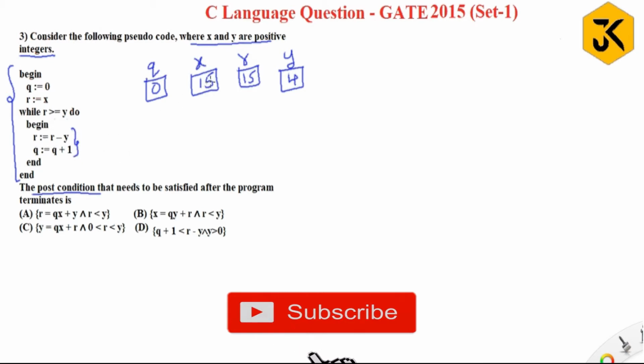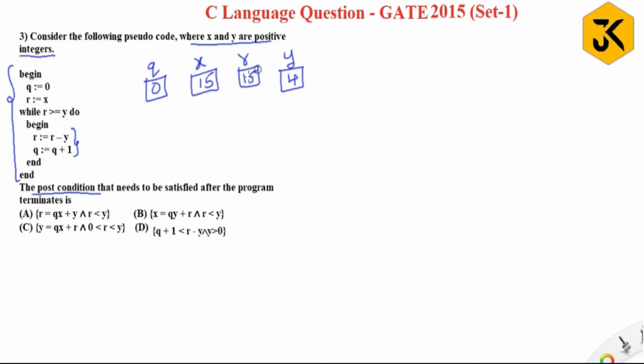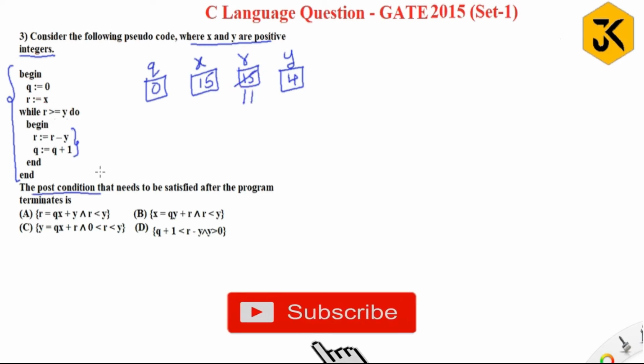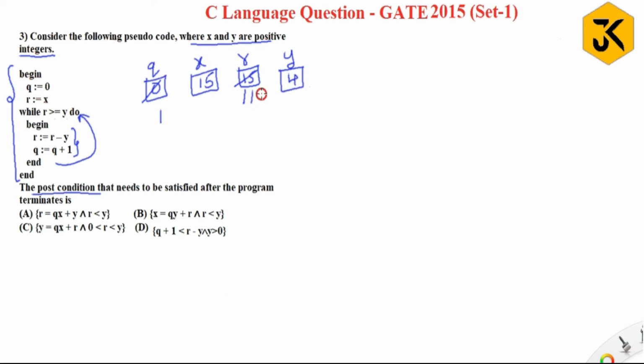r equal to r minus y. r minus y means 15 minus 4, 11. 11 will be copied into r again. Then q value is incremented by 1. Then once again it is going to execute. 11 greater than or equal to 4, yes. r equal to r minus y, that is 7. q value incremented, that is 2. Now 7 greater than or equal to 4, yes. r equal to r minus y, that is 3. q value incremented to 3.